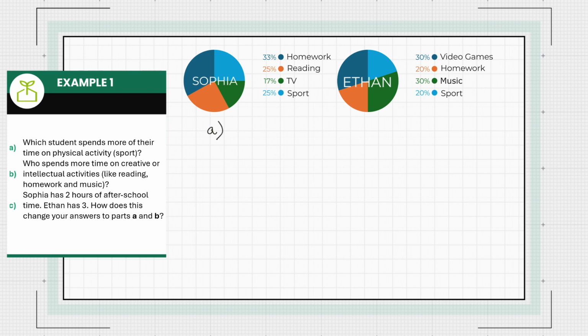which student spends more time on physical activity or sport? So if we look back at both of these sector graphs, we can see that comparing the percentage of sport for Sophia and the percentage of sport in after school time for Ethan, we see that Ethan does 20% of his after school time in sport and Sophia does 25%. So the answer here is Sophia. Sophia spends more of her after school time, as a percentage, than Ethan does.